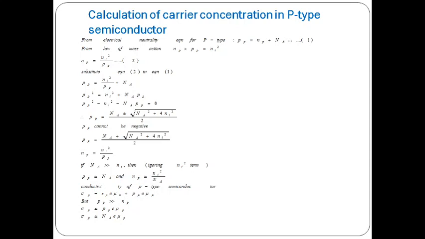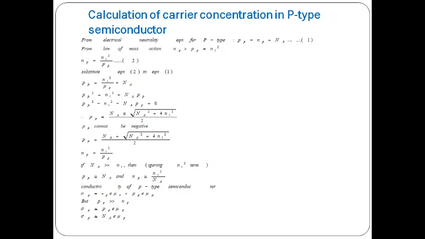From the law of mass action, we know the product of the concentration of electrons and holes is always constant. It is always equal to Ni square. So Np into Pp equals Ni square. From that we can write the minority charge carriers Np equals Ni square by Pp. This is equation number 2.